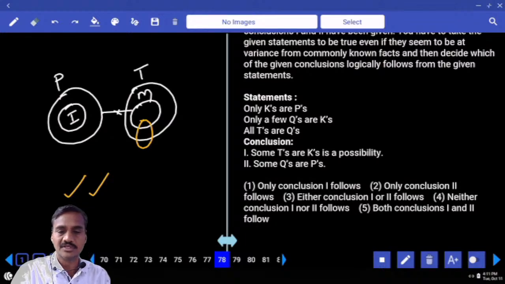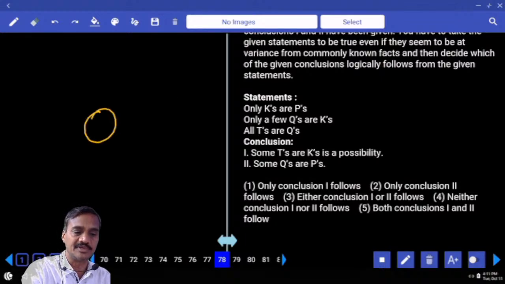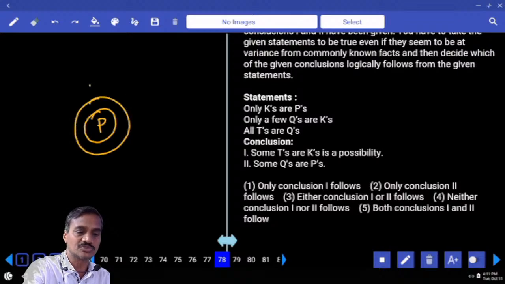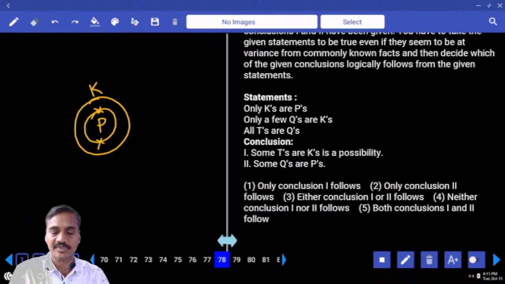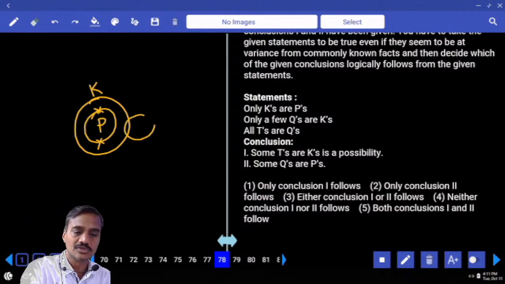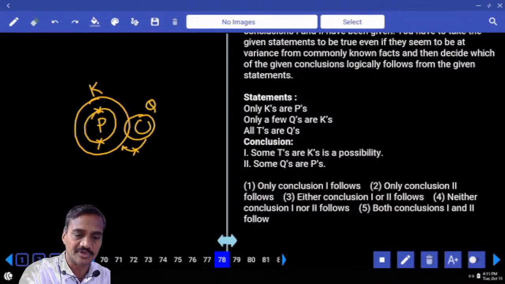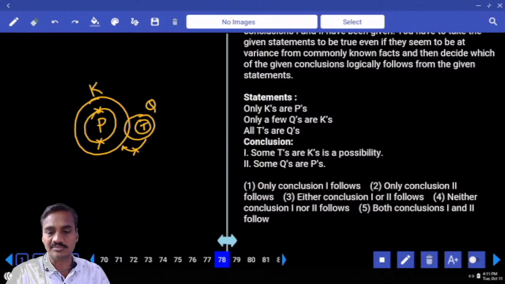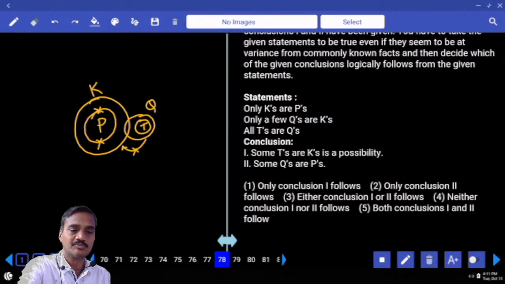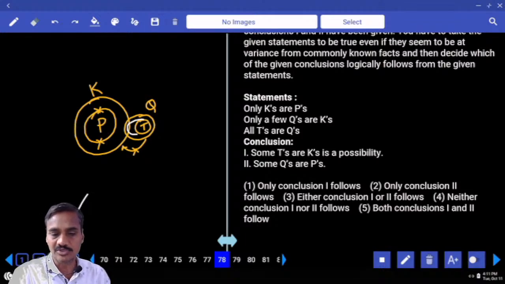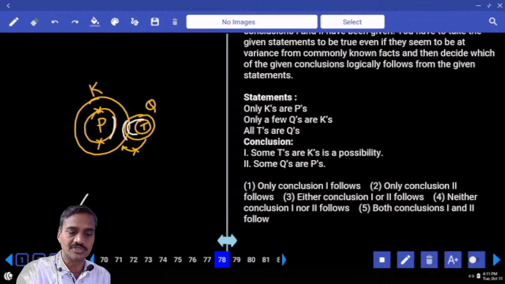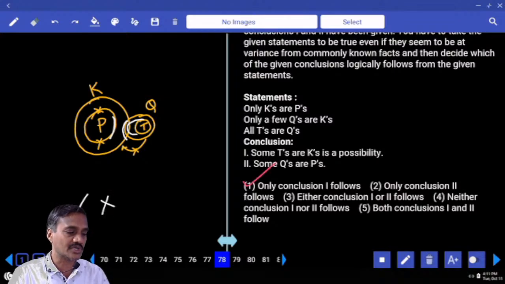Then 78, only K's or P's means this entire piece belongs only to K. And only a few Q's are K's. And all these T's are Q's. This entire T is a part of this Q. T is here. Some T's are K's is a possibility. Possibility means T and K can intersect. Yes. And some Q's are P. Now P is here, Q is here, no intersection. Only one, that is choice 1, 78.